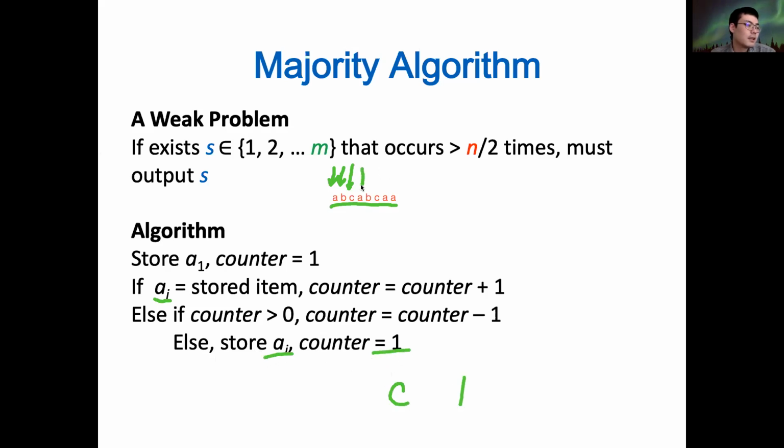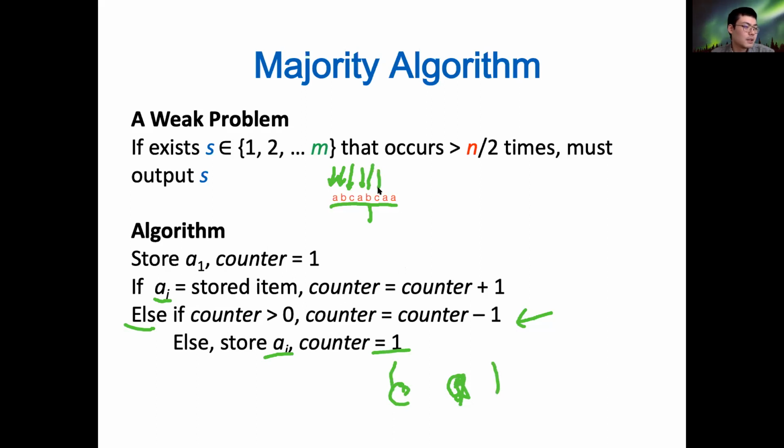And now let's look at A. If we look at A, we will cancel this again, because it's not equal to the stored item. The counter was originally 1, then cancel, and C is 0. Now we look at B. When we see B, it's again not equal, so we go to this else branch. And now because it is 0, it's already canceled out, there's nothing existing anymore, so we will replace it with B and 1.